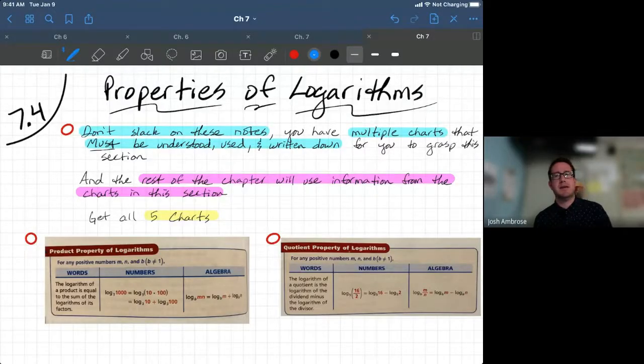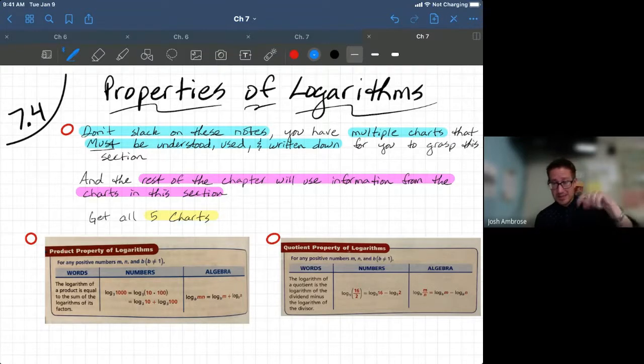Welcome back, Algebra 2. Here we go for section 4 today. We're talking about properties of logarithms. I'm going to tell you right now, don't slack on these notes, all right? I highlighted it, I wrote it, I'm taking the time to verbalize it. Don't slack on these notes.